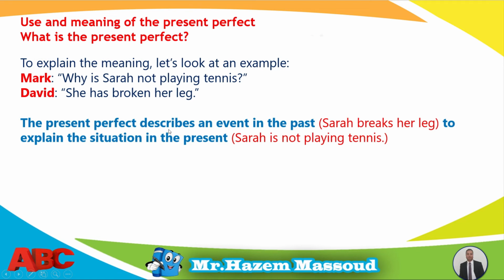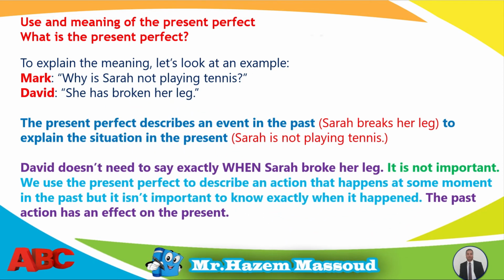The present perfect describes an event in the past. Sarah broke her leg, to explain the situation in the present. Sarah isn't playing tennis. So the first use of the present perfect is to describe an event in the past.